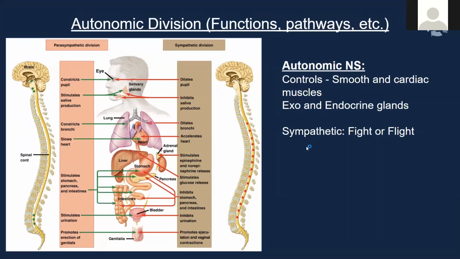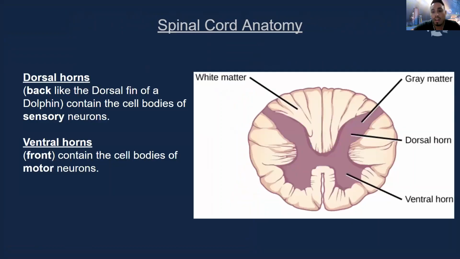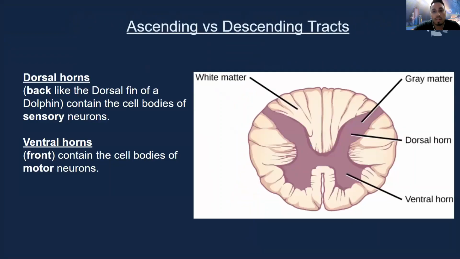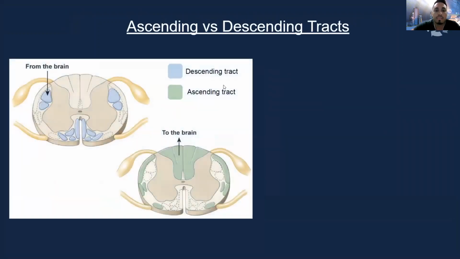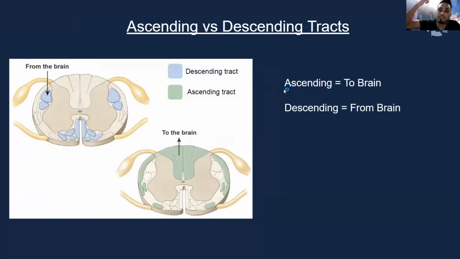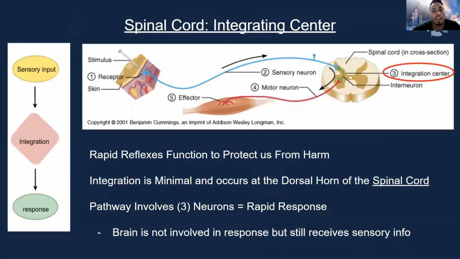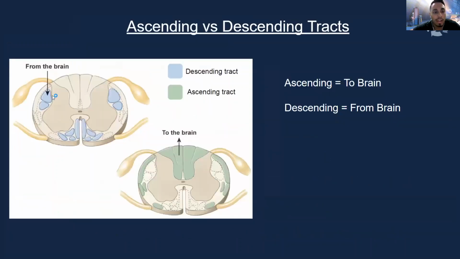Great. Okay, no worries. All right, and then we make our way to ascending and descending tracts. So ascending is to the brain, descending is from the brain. So going up is ascending, going down is descending. And then here, it might be helpful to know where they are, like where you see these colored regions, but I don't think he's going to throw in a picture and ask what part this is. I don't think he would do that.